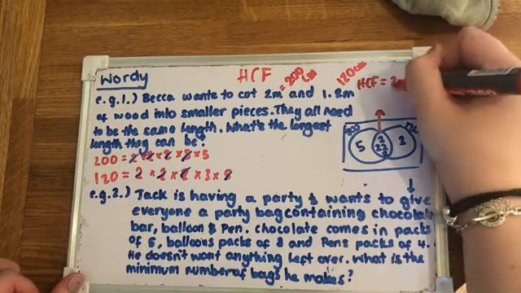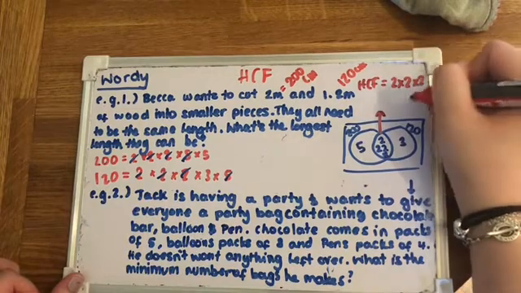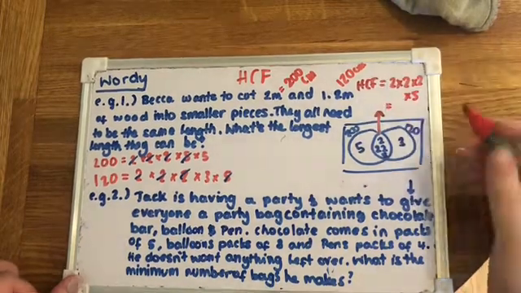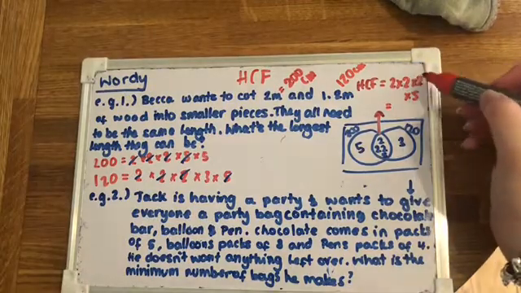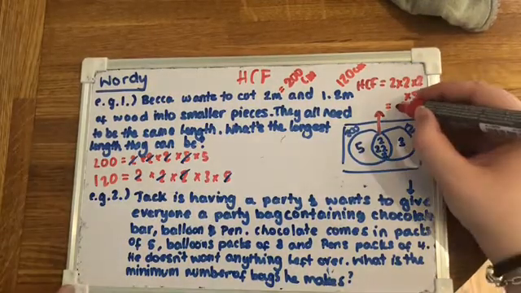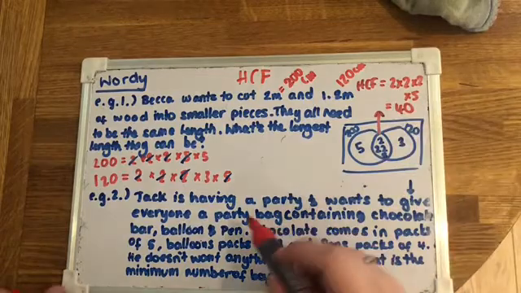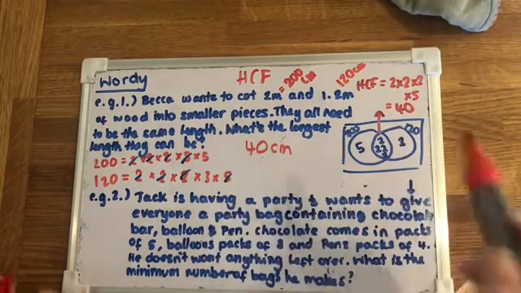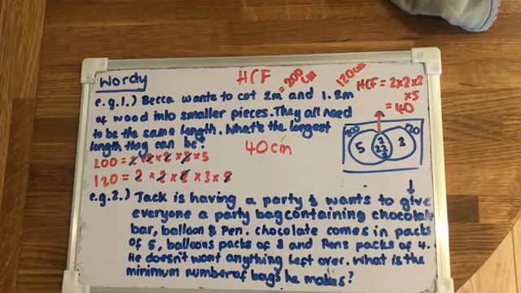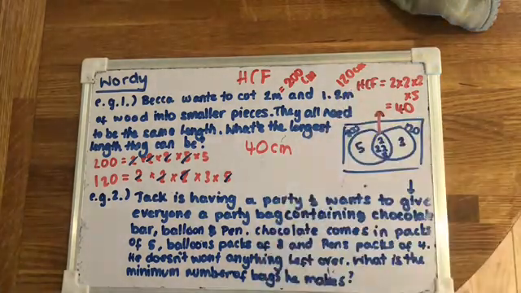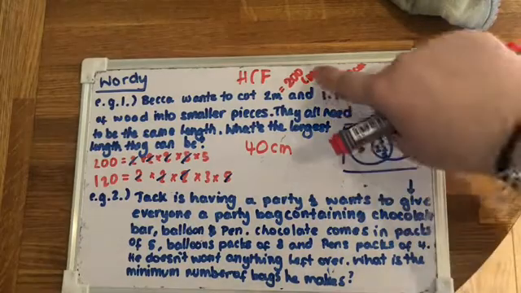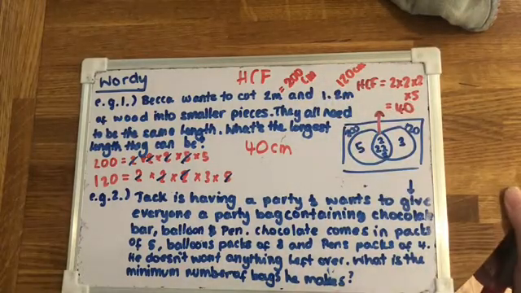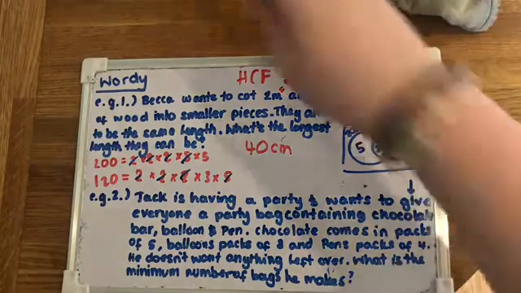So we've got 2 times 2 times 2 times 5. 2 times 2 is 4, 4 times 2 is 8, 8 times 5 is 40. Okay, so the answer will be 40 centimetres. And if you think about it logically, 40 does go into 120 and 40 does go into 200.